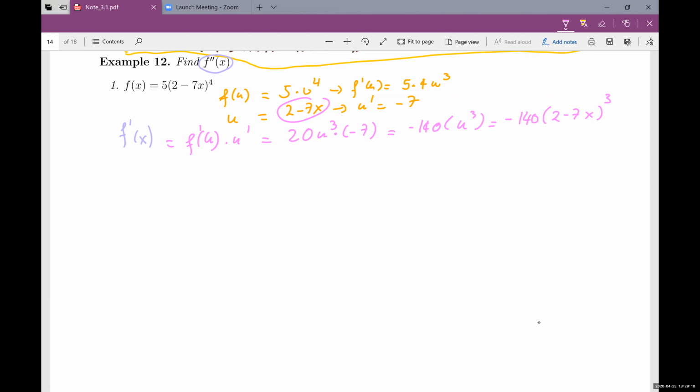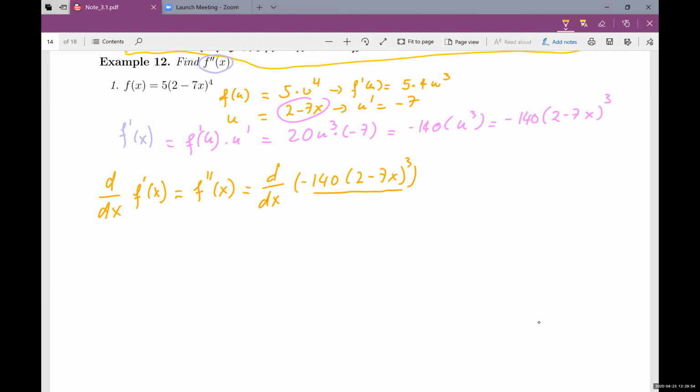Then you can use the first derivative to find the second derivative by taking the derivative of the first derivative, which is the second derivative, right? Which means you want to take the derivative of negative 140 times (2 minus 7x) cubed. So this is the first derivative, and finding the derivative of the first derivative will give you the second derivative.